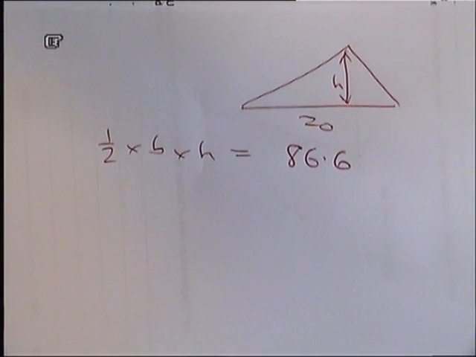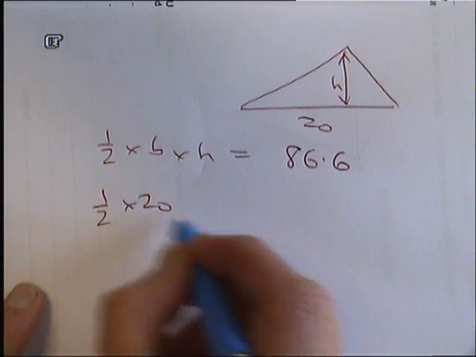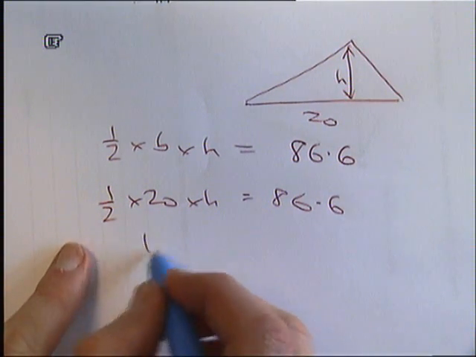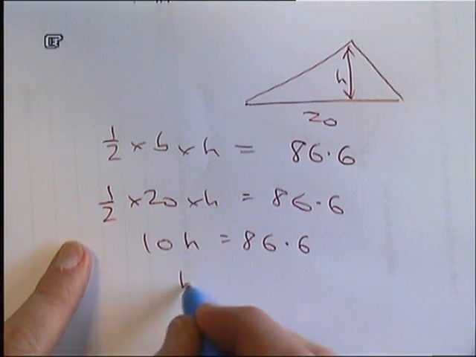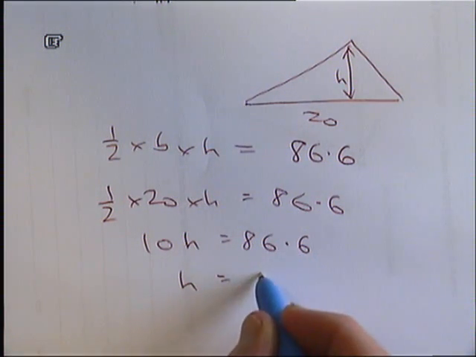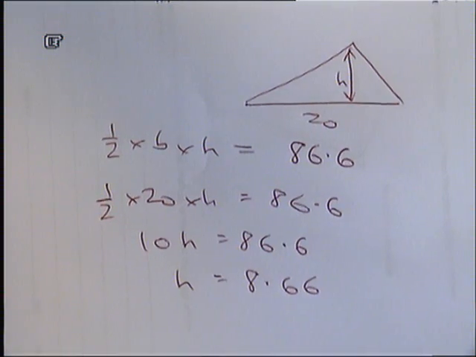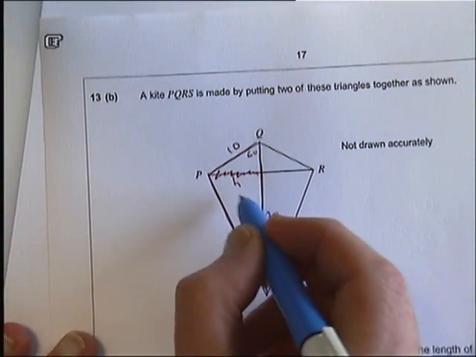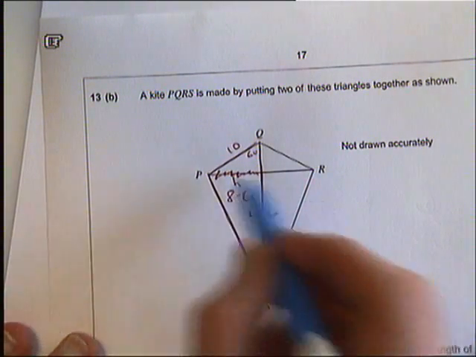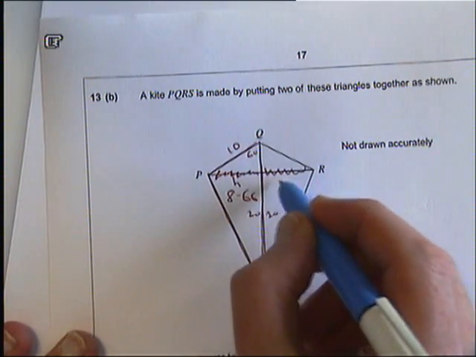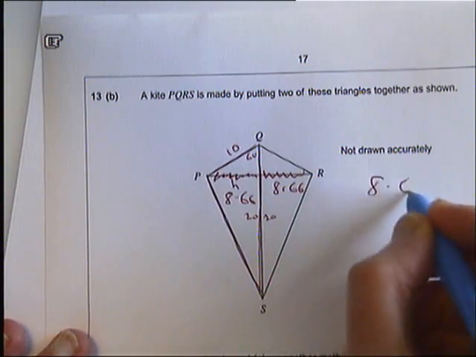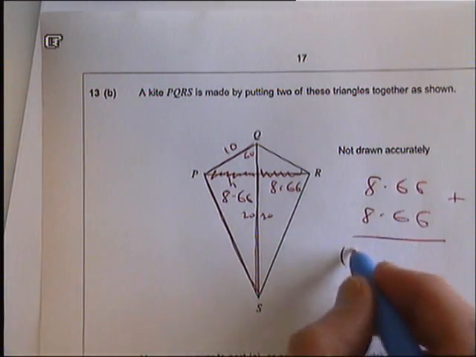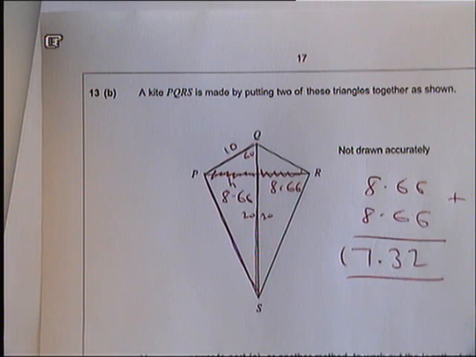So now what I'm looking at is this triangle. I know the base is 20. So a half times 20 times the height is equal to 86.6. Half times 20 is 10. So 10h is 86.6, so h, the height, will be 86.6 divided by 10, and that's 8.66. And that height, going back to the original question, is this distance along here. I now know that distance is 8.66. And the question was asking me all of the way along here, so it's another 8.66. If I add those two 8.66s together, I will get the total distance from P to Q, and if you add those together, you get 17.32. So that's the final answer for question 13, part B.